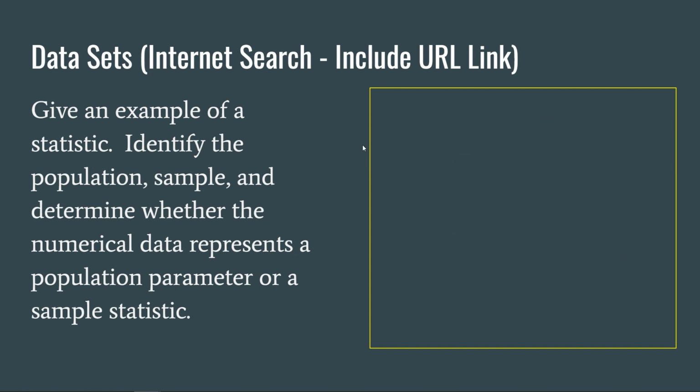So now I want you to do an internet search. This is going to be part of your turn-in for the slideshow assignment. You're going to look up a statistic that has been on the internet. There is gobs of information out there, so just pick one. I want you to identify the population that they're talking about, the sample that they're using, determine whether the numeric data being represented is a population parameter or a sample statistic, and I do want you to include the URL link in your box. So you'll just type that into this box here.